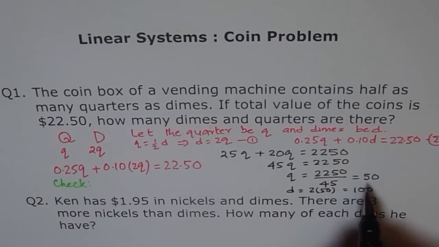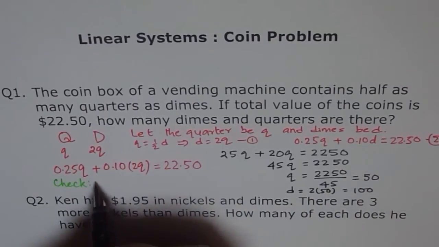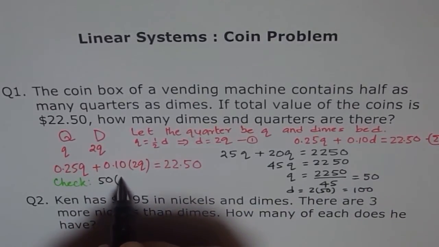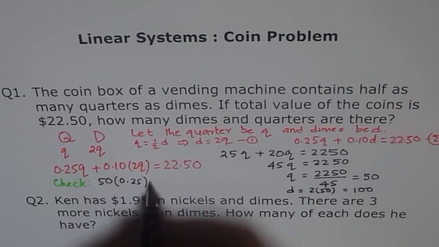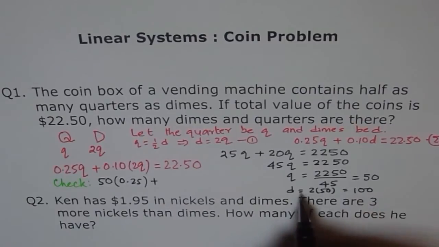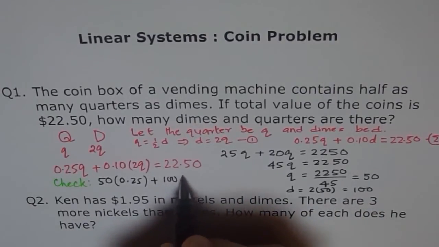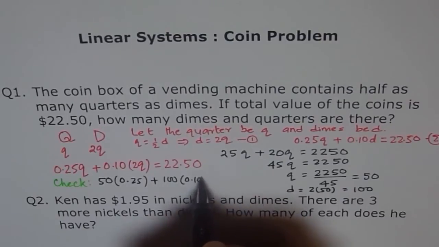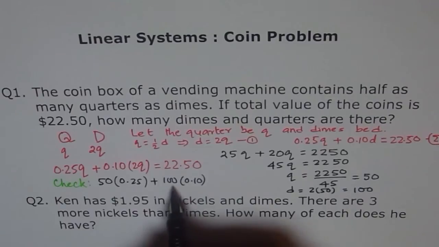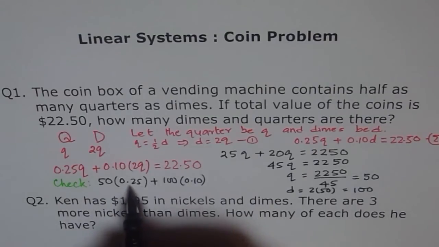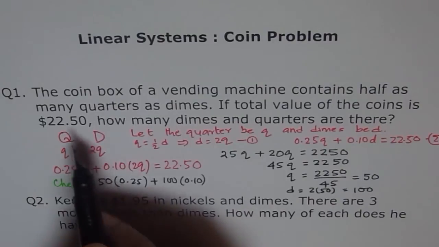Now, number of quarters are 50. So 50 times 25 cents. Quarters, you just do 1/4 of 50, plus 100 times 10 cents. Check, is it equal to 22.50? 100 times 10 cents is $10, right? And this is half of half, a quarter. Half of 50 is 25 and half of half is 12.50. So 12.50 plus 10 is 22.50, and that's how you get your answer.